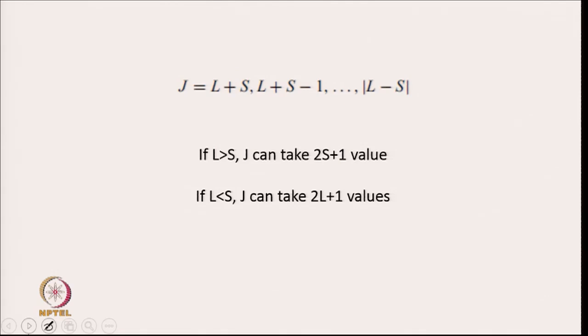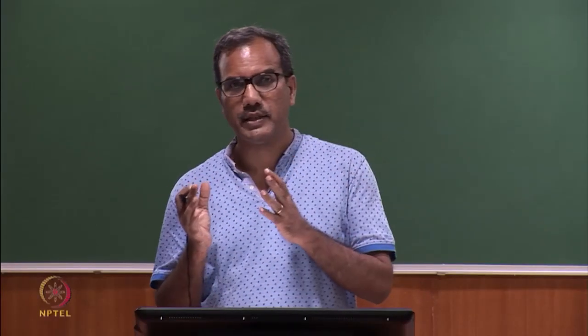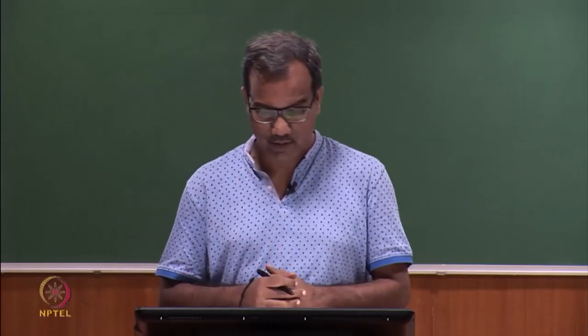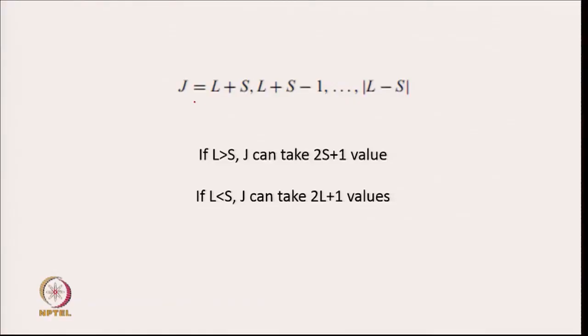Now we have calculated L, we have calculated S. Now we will look at LS coupling. And this also I have discussed in the last class. So J is going to have values between L plus S to |L minus S|. If L is greater than S, then J can take 2S plus 1 values. And if L is less than S, then J can take 2L plus 1 values.